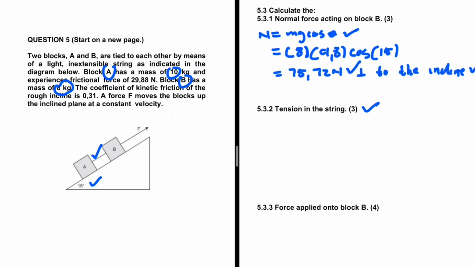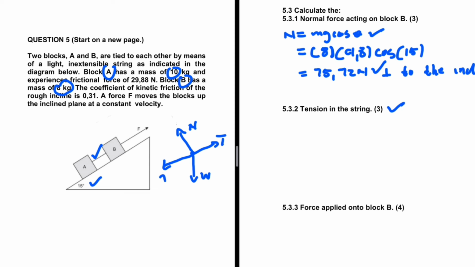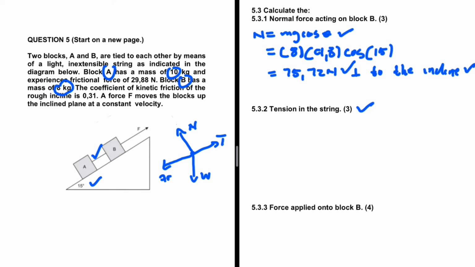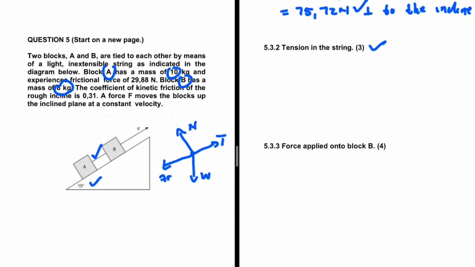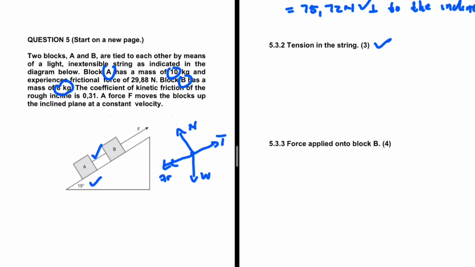So for block A, the free body diagram, let me just draw it real quick. We have the weight, obviously. We have the normal force and the tension. We have the frictional force down the incline. But we also need to recall that we have the parallel component of the weight, which is acting down the incline. So we have weight parallel.